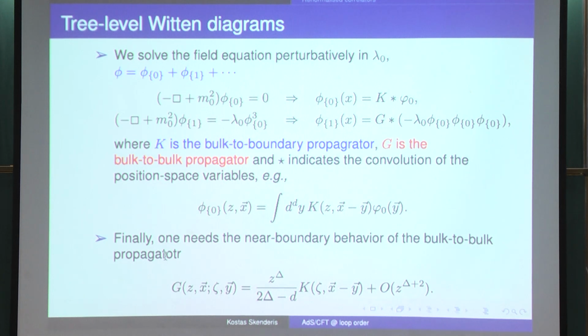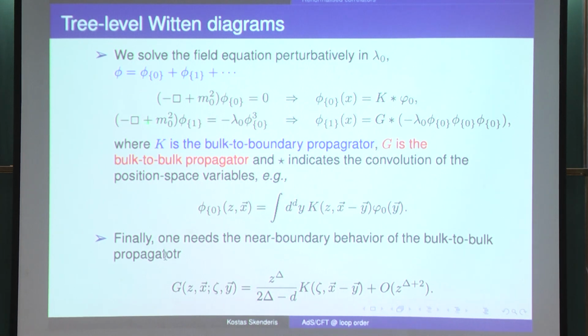And the solution is given by a bulk to boundary integral. Here I use a shortcut notation to avoid writing the integration all the time. You take phi naught, you act with the bulk to boundary propagator, and this gives you the solution to this equation. Now if you want to go to first order, you need to include this term on the right-hand side: you substitute the 0th order solution, and then you integrate this equation.